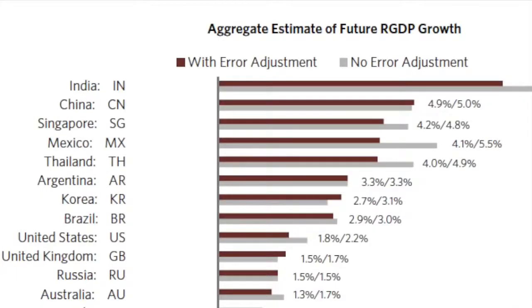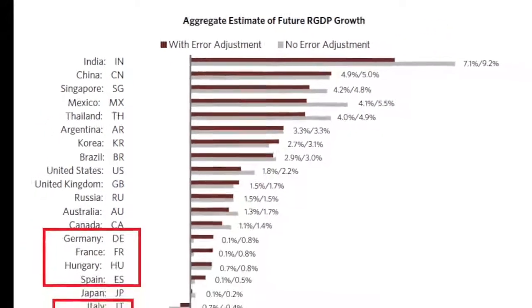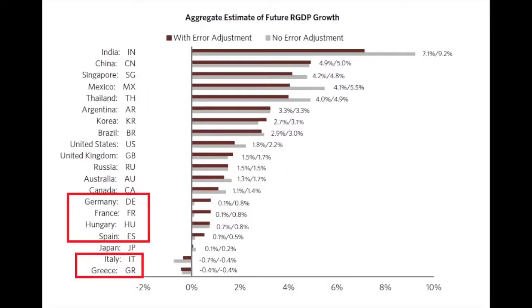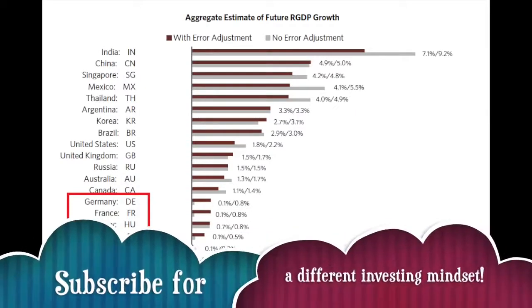And they have also made an outlook for Europe and their estimate for real future GDP growth, and I have highlighted Europe in the below table. Where is Europe? Oh, I have to go to the end of the table, sorry. So Europe, 0% to 0.8% max. You see Germany, France, Hungary, Spain, Italy and Greece, which are the countries they have taken into account.